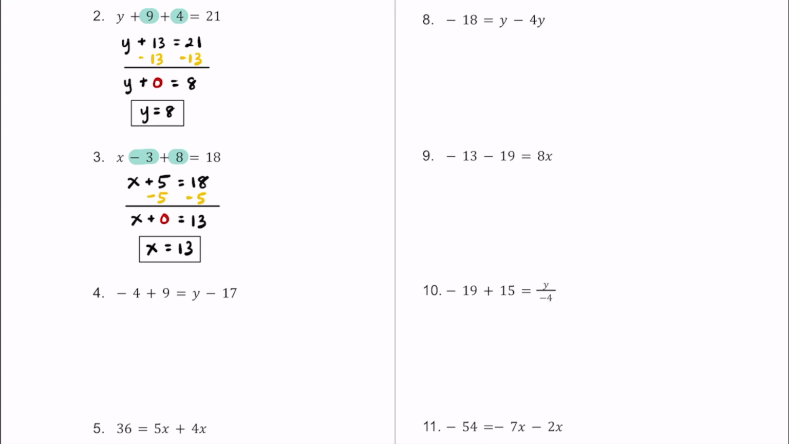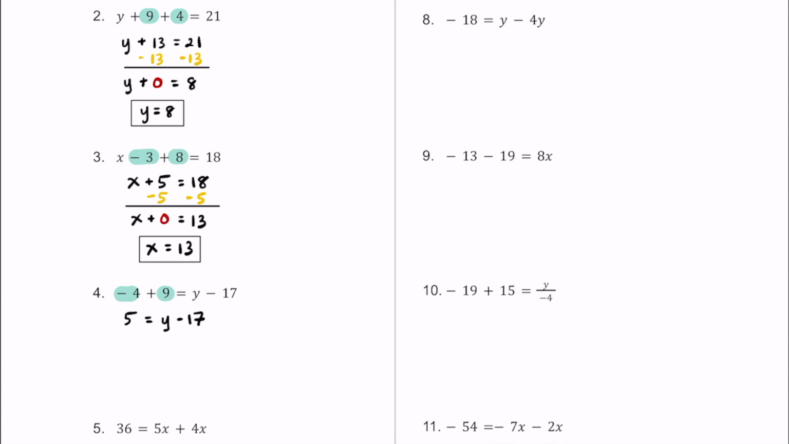So on the left side of the equation, we have a negative 4 and a positive 9. These are both constant terms, which can be combined because they're like terms. Negative 4 plus 9 is the same thing as 9 minus 4, which is going to be 5. So on the left side of the equation, we have 5. And on the right side, we still have this y minus 17. So after combining like terms, we have a one-step equation.